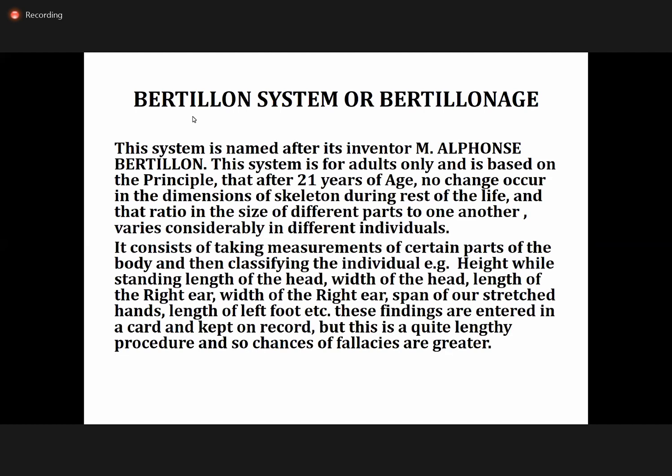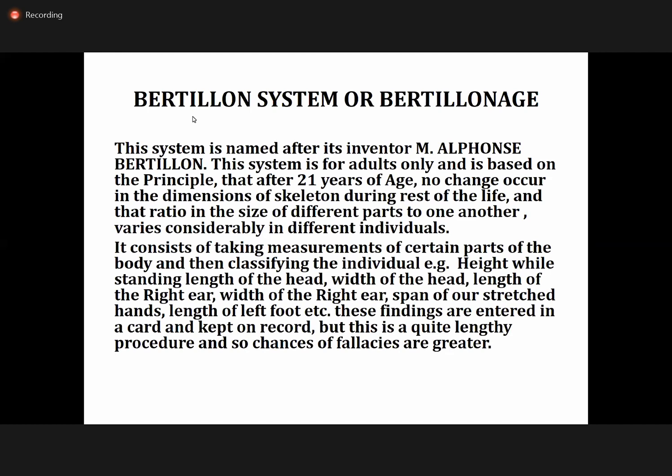Third is the measurement. In standing height, you take the measurement. You take the length and width of the right ear, the length of the left foot and the left middle finger, the length of the left forearm and hand, the size of the toes, and the span of the outstretched hands. Of all these criteria, you take 11, say, or 14; it ranges from 10 to 14. The information is added on a card and kept in special cabinets.